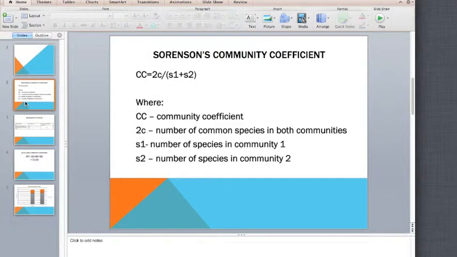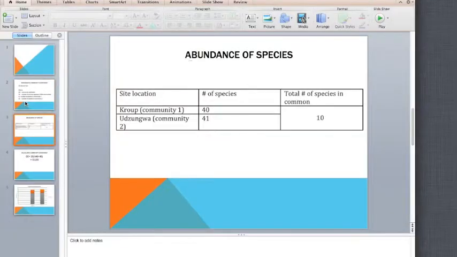Sorensen's community coefficient is: community coefficient equals the number of common species in both communities divided by the number of species in community 1 plus the number of species in community 2. Results from this equation will give a number between 0, which means there are no species in common, and 1, meaning both communities are identical. This table shows the manipulated data from each TEAM site.